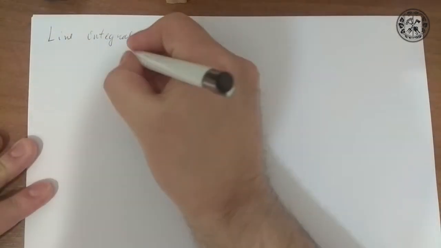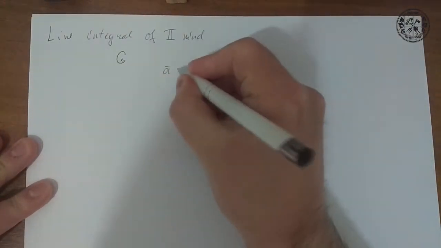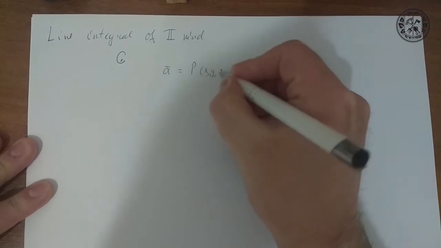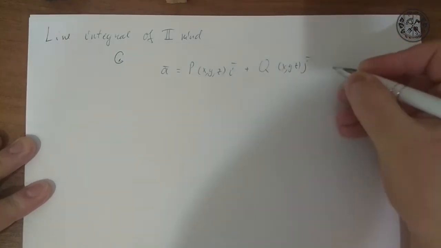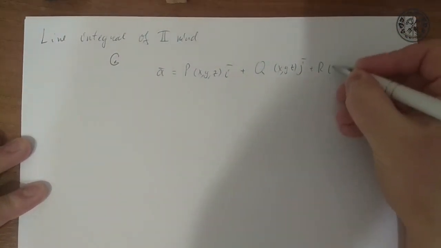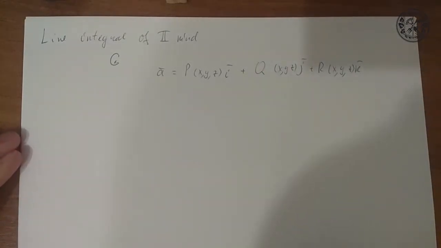Line integral of the second kind. Let us have some part of space G, and we have some vector function A, which equals P(x, y, z) i plus Q(x, y, z) j plus R(x, y, z) k defined, where P, Q, R are scalar functions that are defined inside this space also.